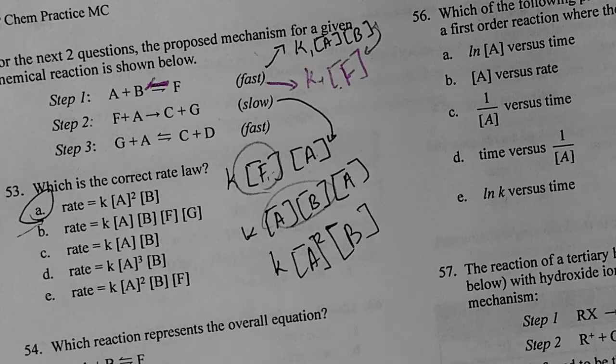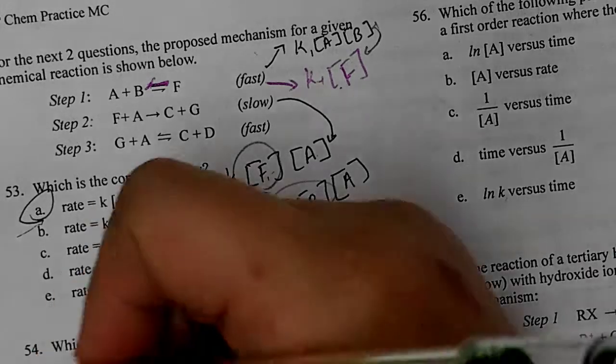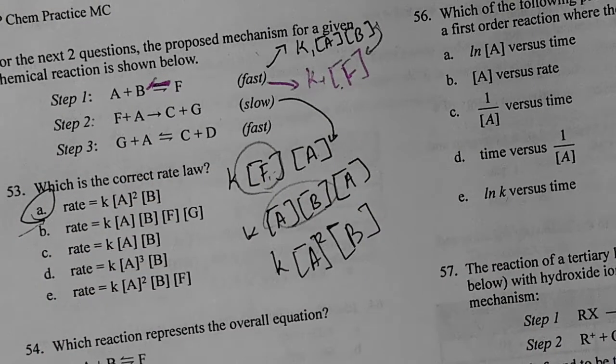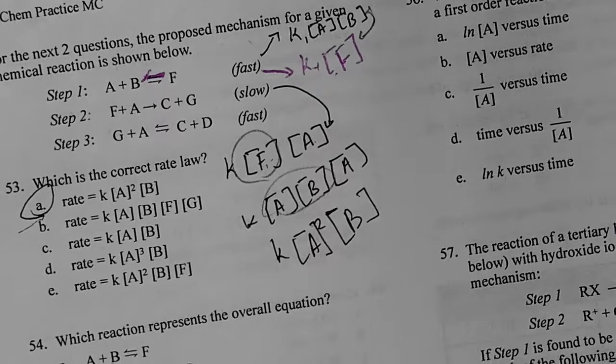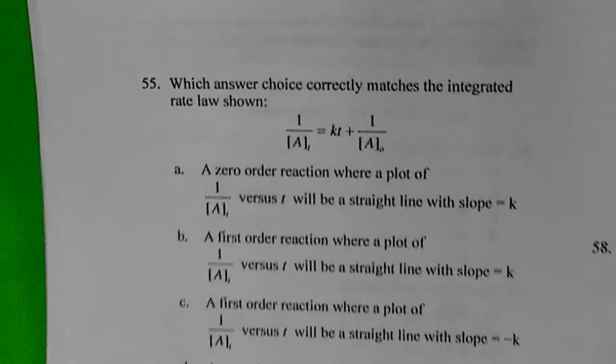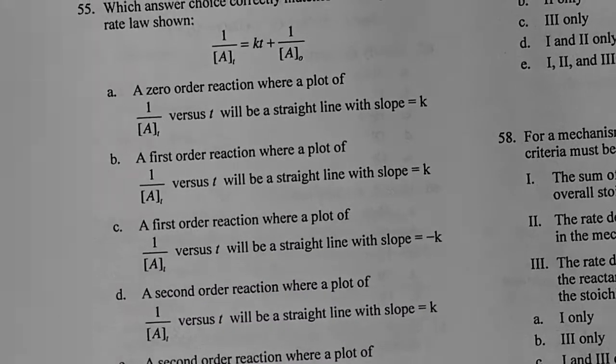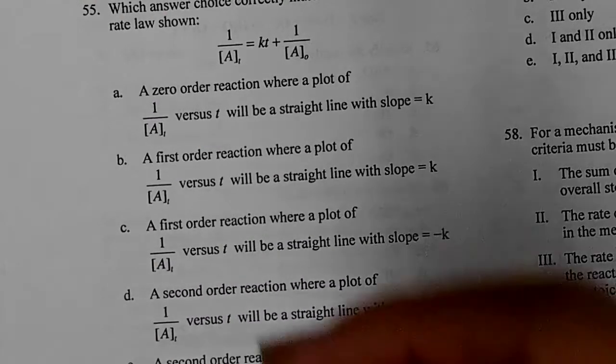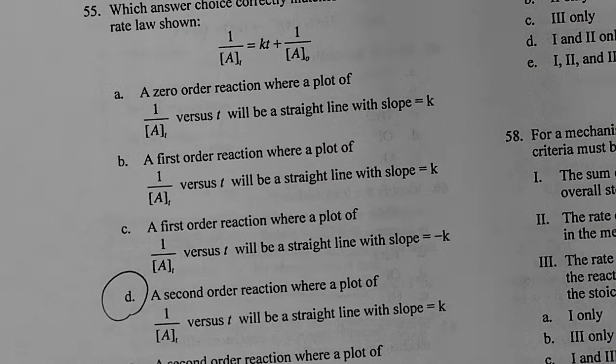Okay, 54. Alright, that's easy. You should always be able to do overall. Ooh, that's easy. Also, 55. What order is this? Yep, second order, straight line plot.